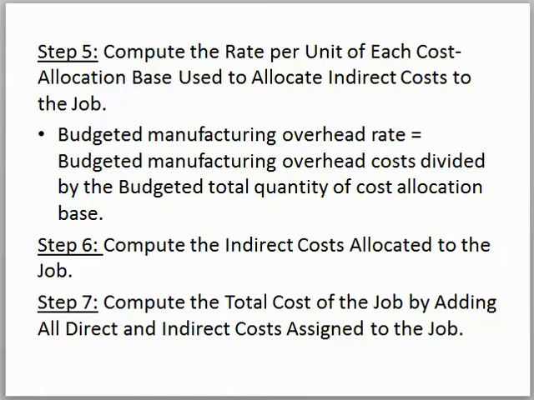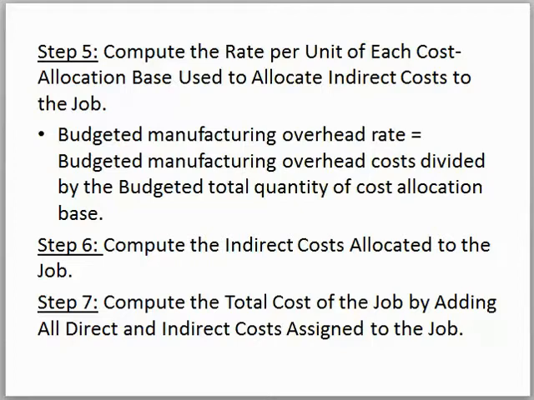Step number 5, compute the rate per unit of each cost allocation base used to allocate indirect costs to the job. How do we compute the rate per unit? By this equation: the budgeted manufacturing overhead rate equals the budgeted manufacturing overhead costs divided by the budgeted total quantity of cost allocation base. So the budgeted overhead rate equals budgeted overhead costs divided by the budgeted base.